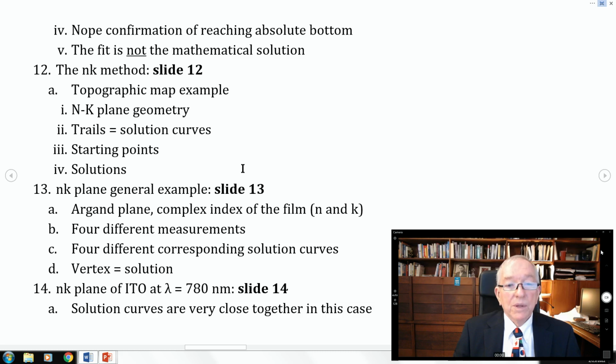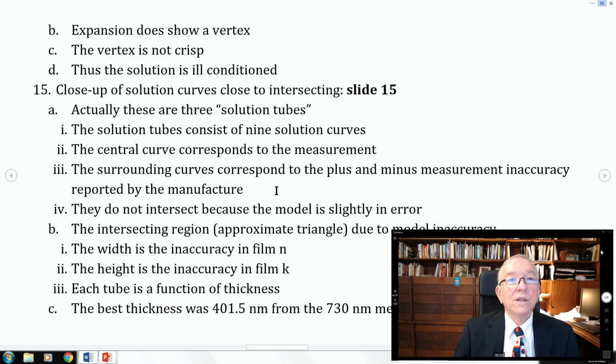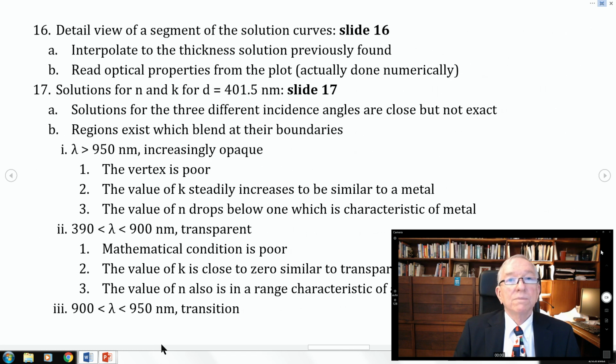So the NK plane is a way of tackling this, of plotting a given solution. For a single film it is going to be N, K, D, 3 unknowns. We went through the math for that. And if you have 2 measurements and 3 unknowns, then you can't uniquely get a solution, but you can get sets of 3 numbers that match the math. That's what we did. We did it for 3 different angles of incidence and found out that they intersected. And if we considered the error, we ended up with solution tubes. And we could figure out the overall accuracy and the instrumental accuracy, and look at the intersecting region.